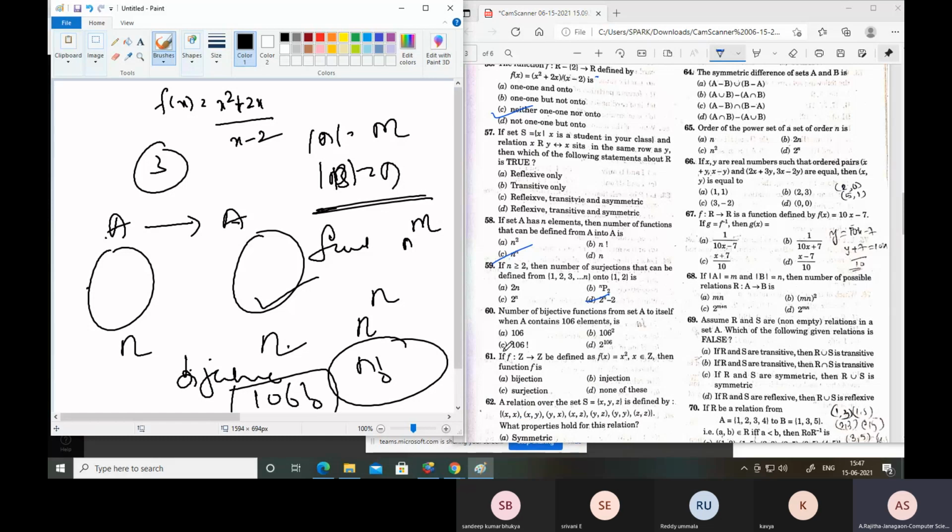Then 61, that is f of x equal to x square. So this is bijective, injection, surjection. So this is none of these. Okay, this satisfies only one.